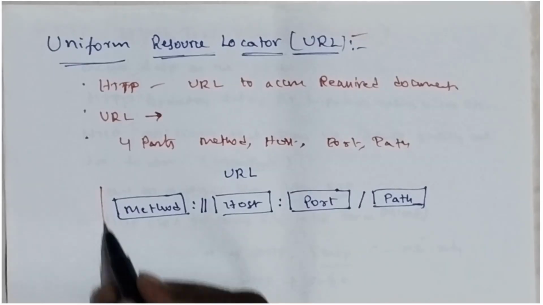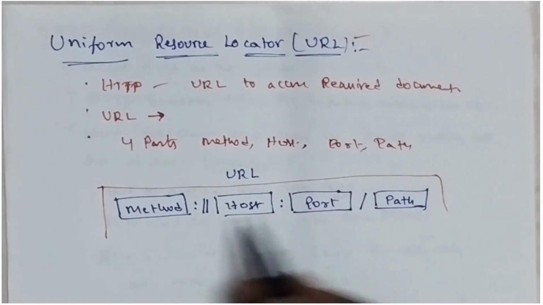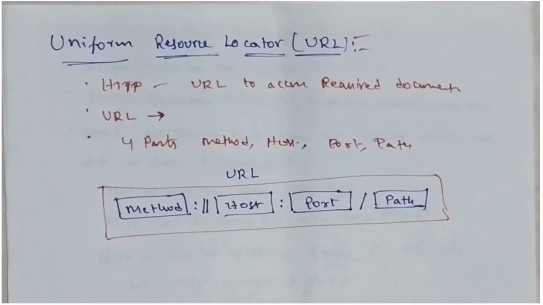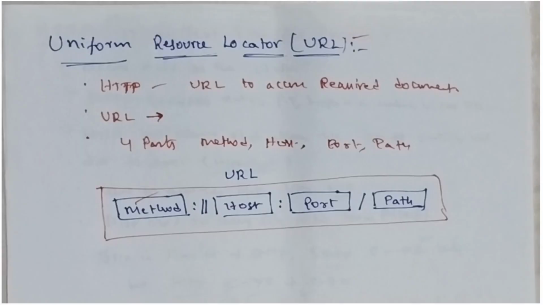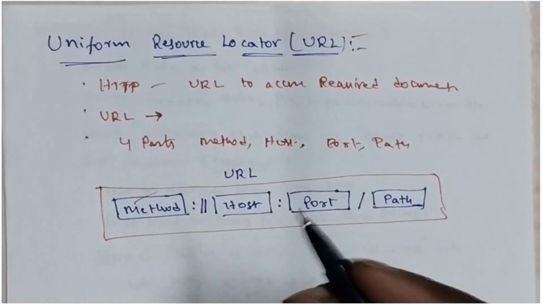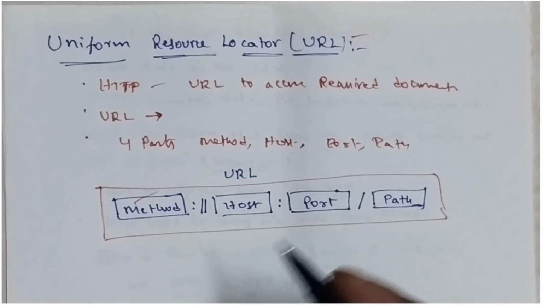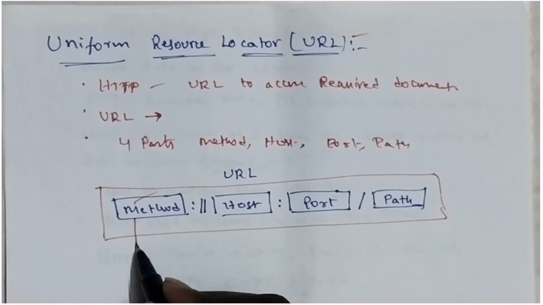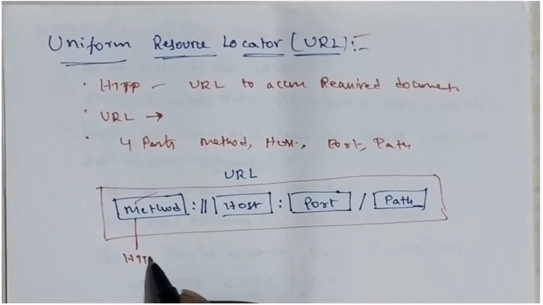This is the URL diagram, and it contains these 4 parts. Here, what is the method? The method is the protocol used to retrieve the document from the server. For example, here the method will be HTTP.